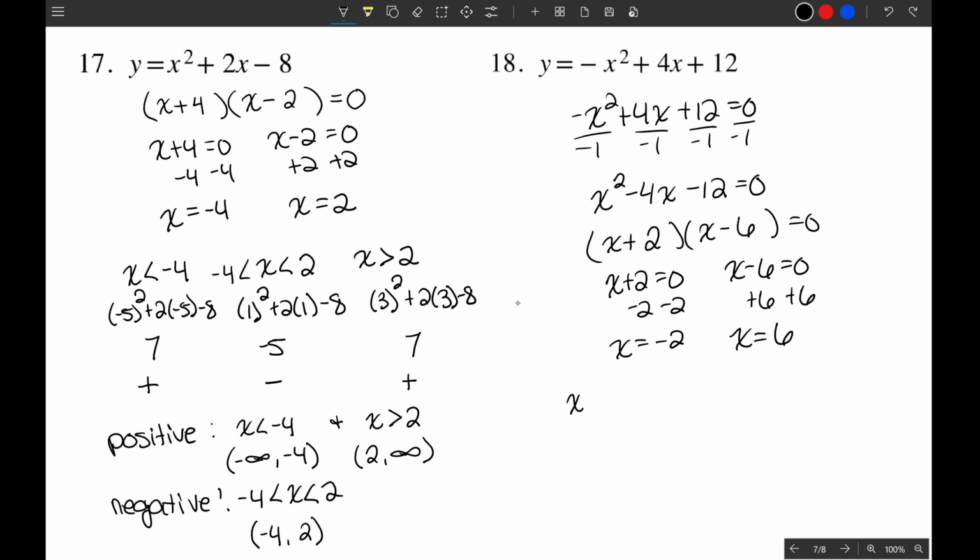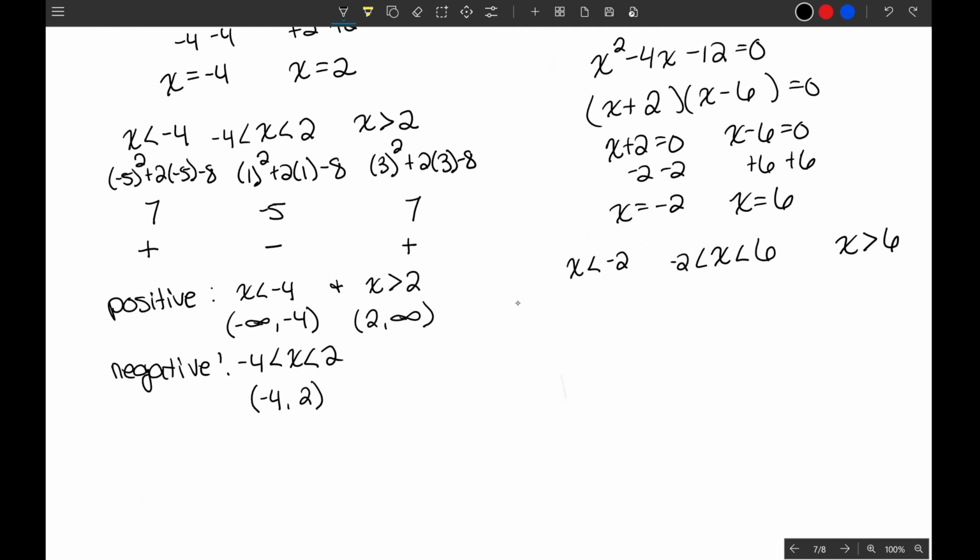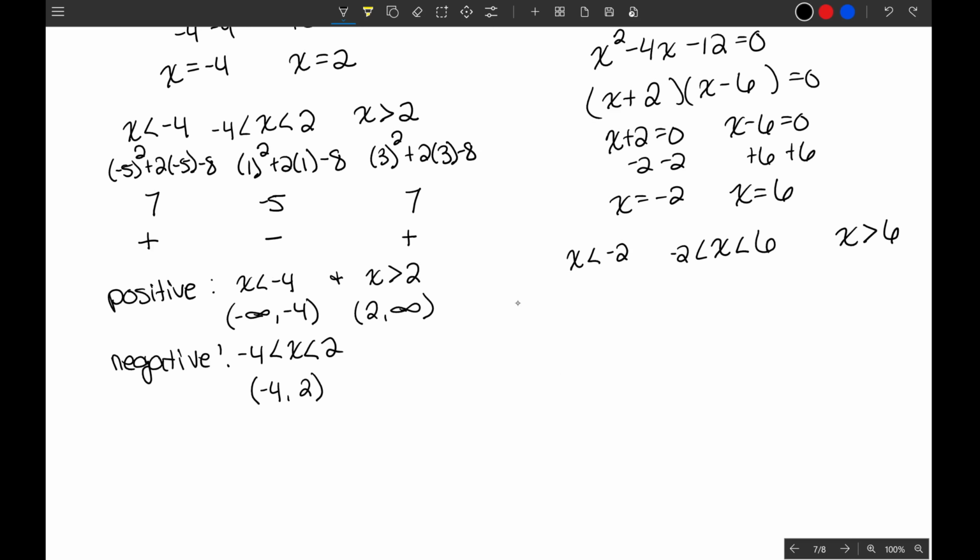So I have x is less than -2, x is between -2 and 6, and x is greater than 6. I will choose a number that is less than -2, so let's go with -3. So I have -3 squared plus 4 times -3 plus 12. That gives me -9. So I am negative y values when my x is less than -2.